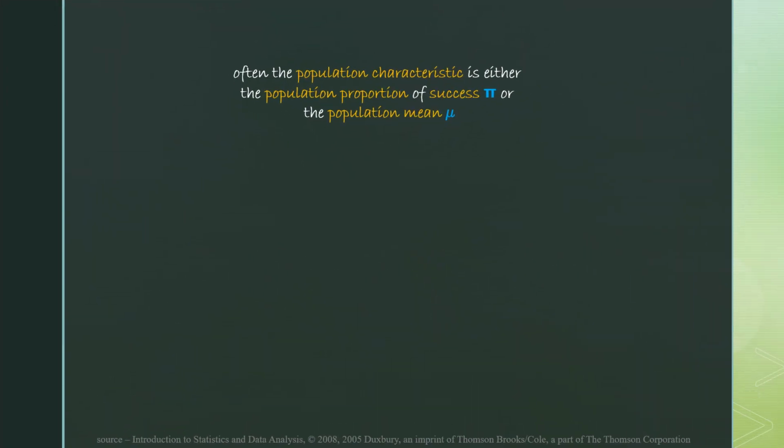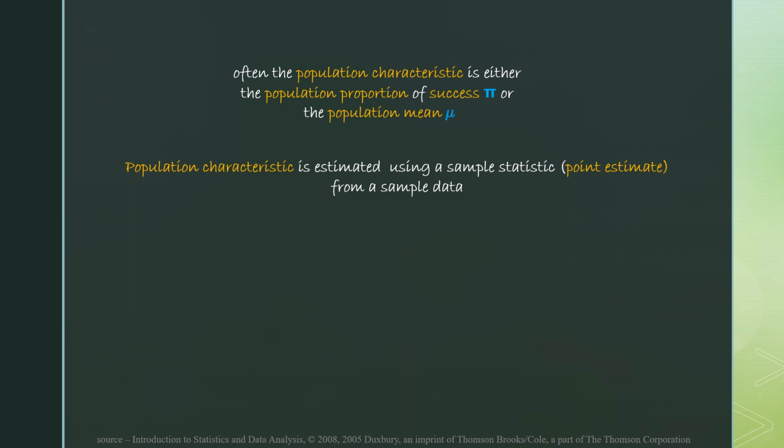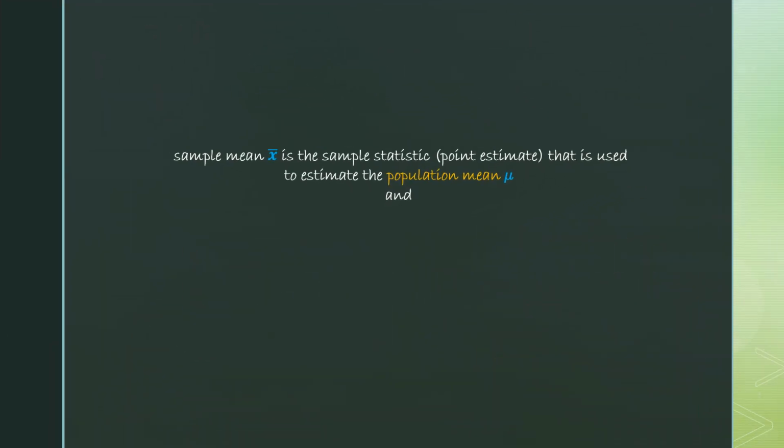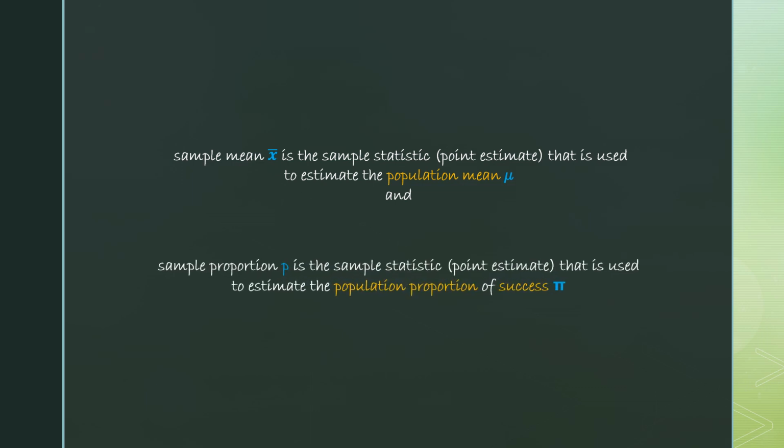Often, the population characteristic in the hypothesis statements is either the population proportion of success pi or the population mean mu. Population characteristic is estimated using a sample statistic, that is the point estimate, from a sample data. Refer previous lectures on point estimate and confidence interval part 1 and part 2. Sample mean x bar is the sample statistic or point estimate that is used to estimate the population mean mu, and the sample proportion p is the sample statistic or the point estimate that is used to estimate the population proportion of success pi.